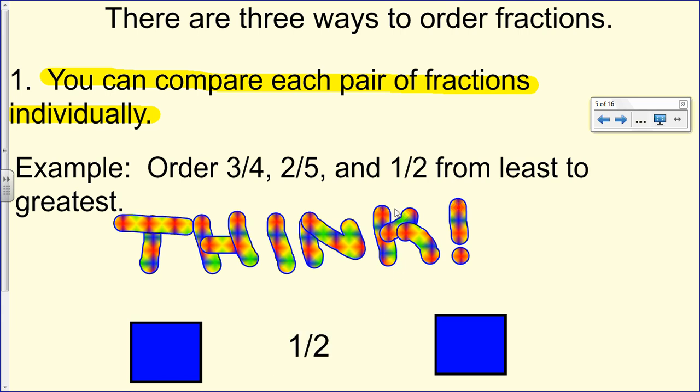So now let's look at the other 2 fractions we have. 3/4, well, half of 4 would be 2. 3 is more than that, so 3/4 is more than 1/2. And then 2/5. Half of 5 would be 2.5. 2 is less than that, so 2/5 must be less than 1/2.